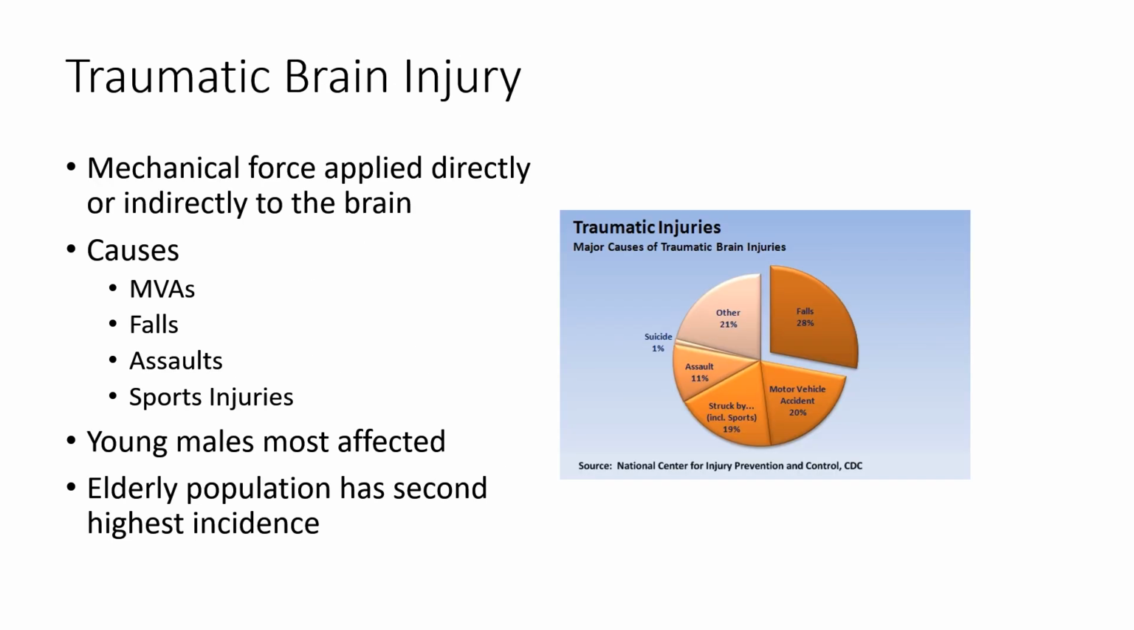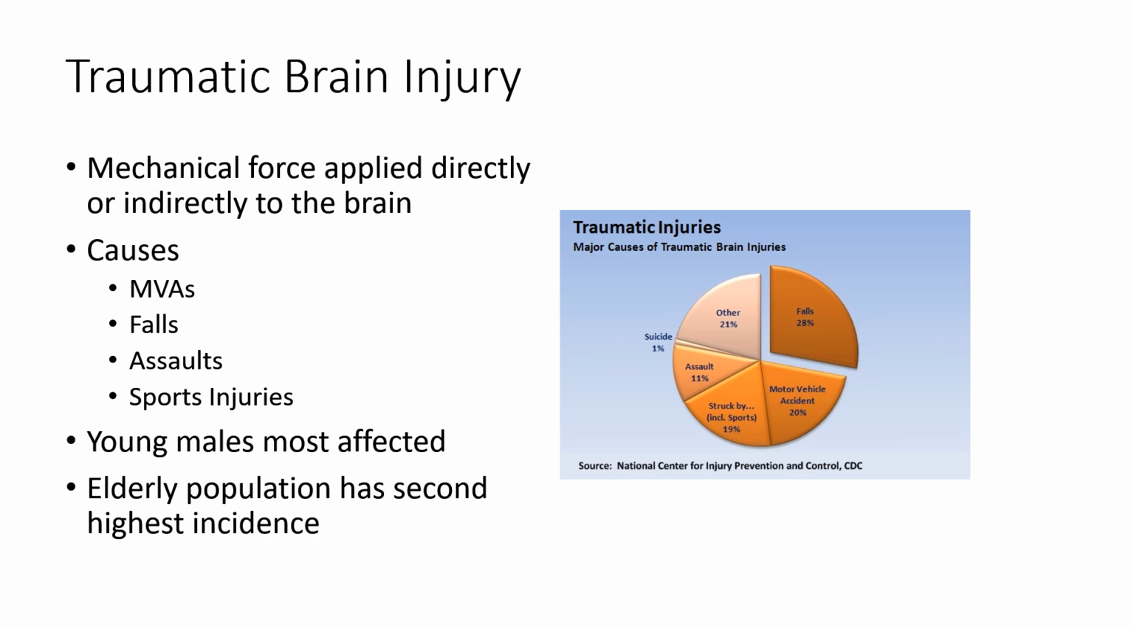So traumatic brain injury is a time when we often see an increased intracranial pressure. A traumatic brain injury is simply defined as a mechanical force applied directly or indirectly to the brain. Some of the causes are motor vehicle accidents, falls, especially in the elderly, assaults such as the use of firearms, and sports injuries, which account for about 10% now.